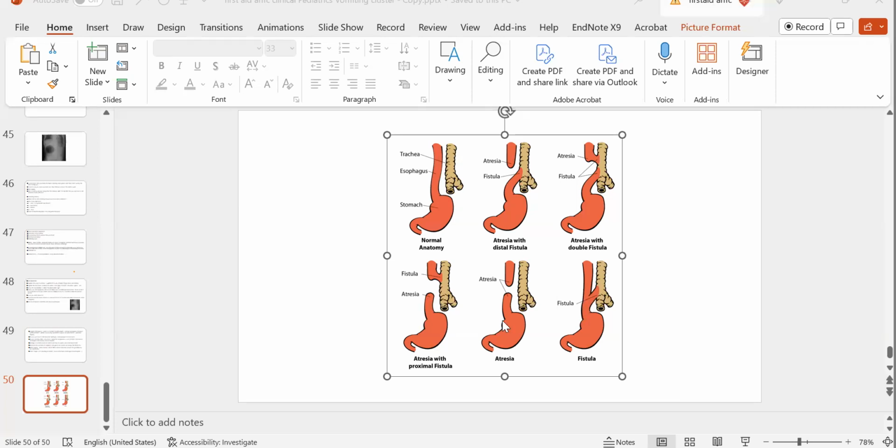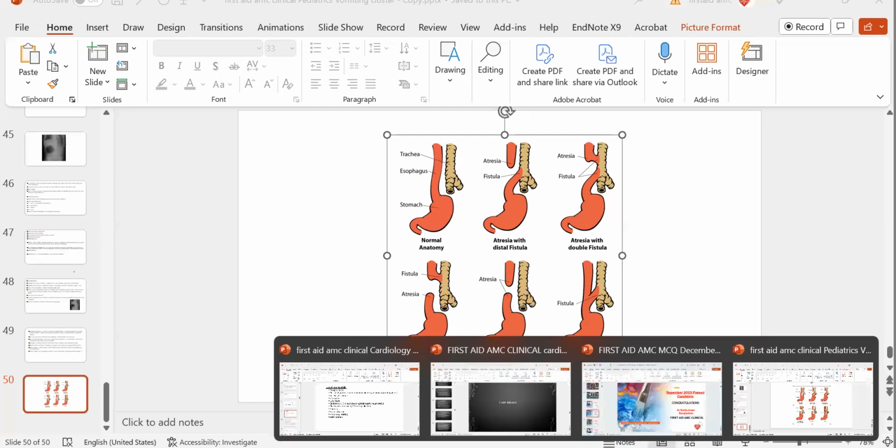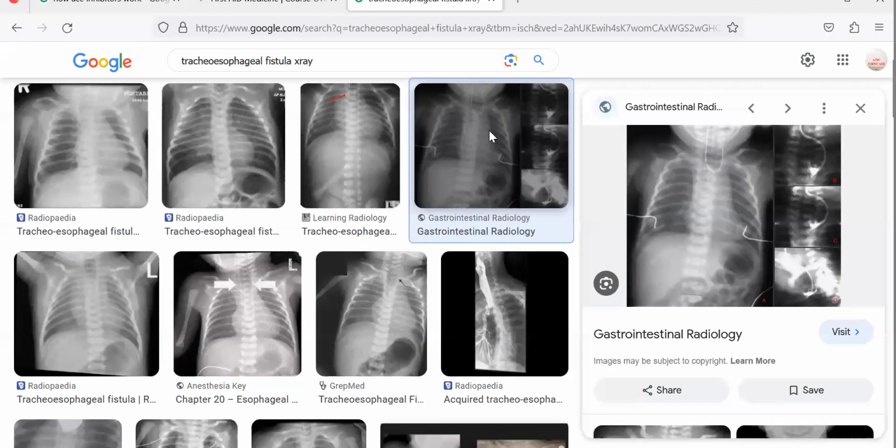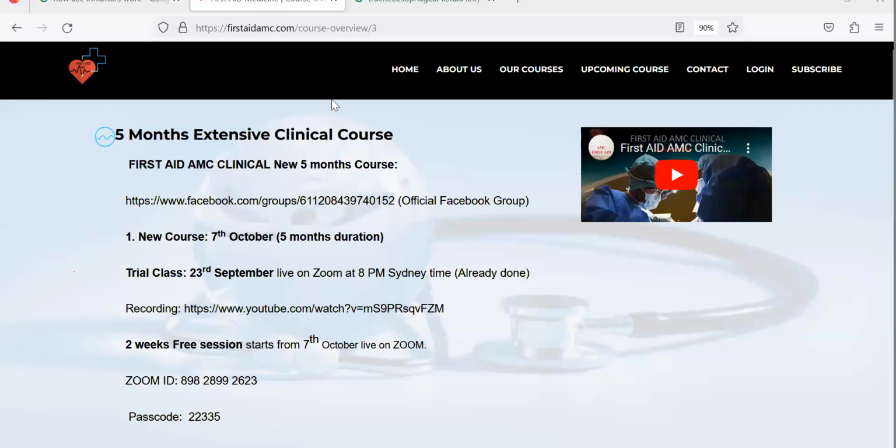So that's all about the vomiting cluster, and I'm sure that you have understood that sometimes just doing a single cluster can cover how many cases, right? Now, this is our last free 2-week session. I hope that you enjoyed it.